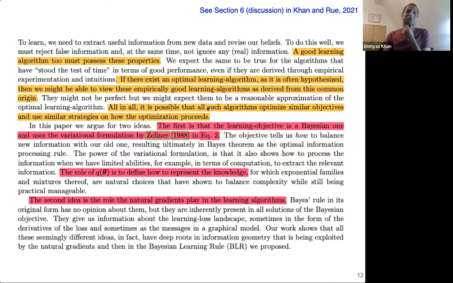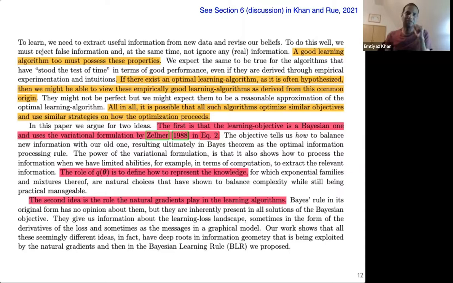So if there is a common origin, then these algorithms should optimize very similar objectives. And the way that the optimization proceeds should also be kind of similar. Maybe you have to do tweaking depending on some particular settings, but the principle of it should be the same. So this is where we start thinking about it. And we argue for these Bayesian ideas, which have kind of two steps to them.